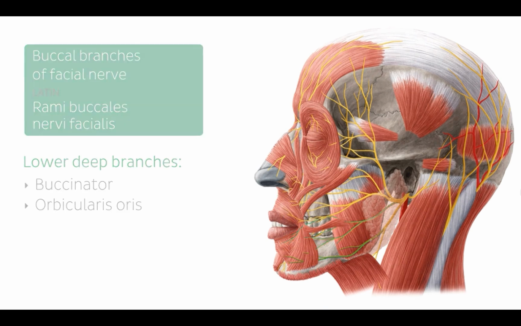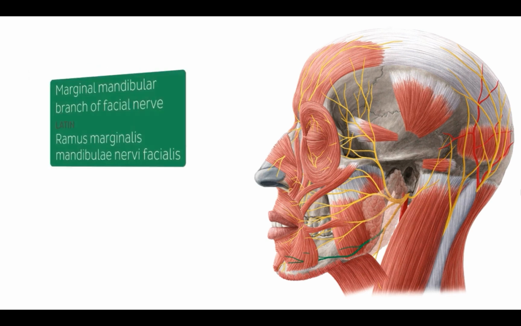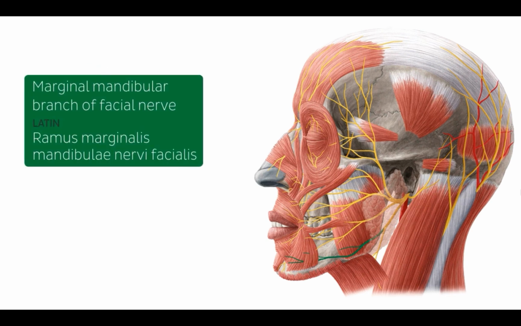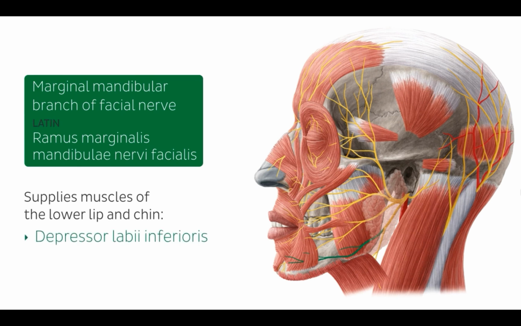Next on our list we're going to be seeing the marginal mandibular branch of the facial nerve. The marginal mandibular branch of the facial nerve supplies the following muscles of the lower lip and chin: the depressor labii inferioris and the depressor anguli oris, which lowers the corner of the mouth down and laterally, and also the mentalis muscle, which will be raising and protruding the lower lip as it wrinkles the skin on the chin. So all these muscles are found in this area here.